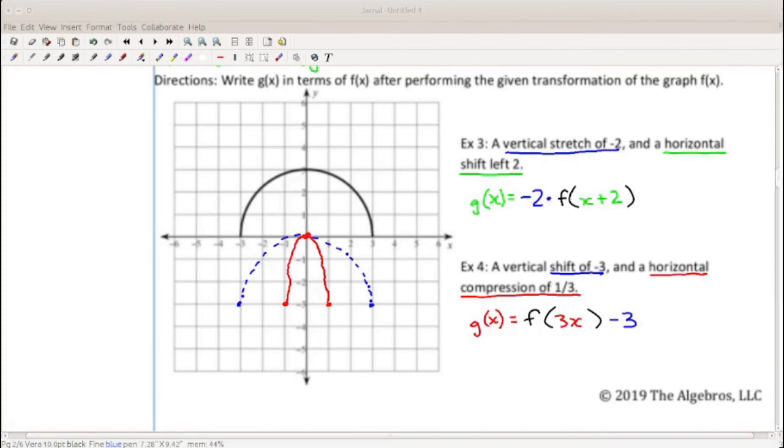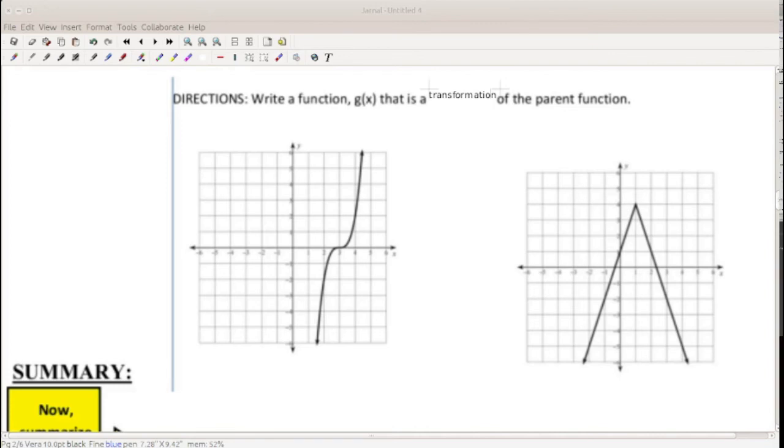Let's keep going. All right, last examples. Directions: write a function, g of x, that is a transformation of the parent function. I think in your notes it says translation, but translation would be only shifting. Transformation means we're also going to have some stretches and compressions and maybe some flips.